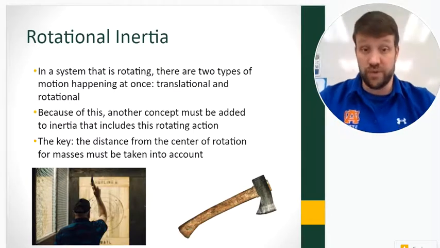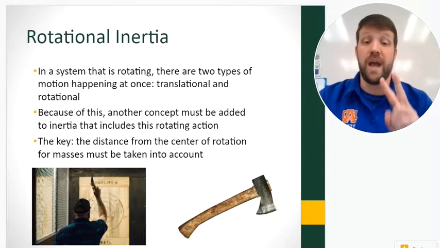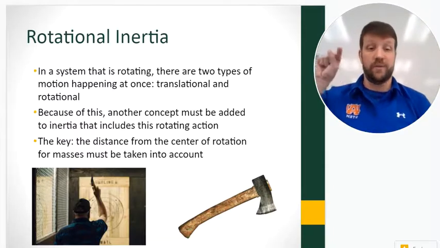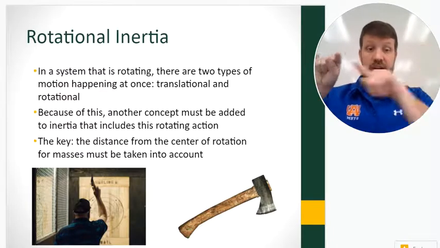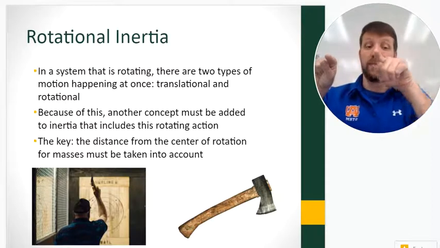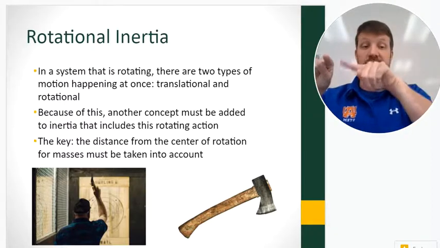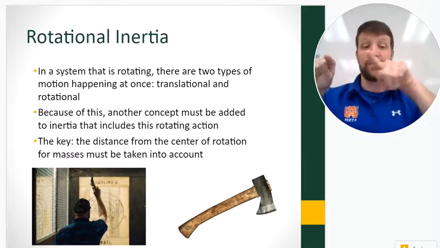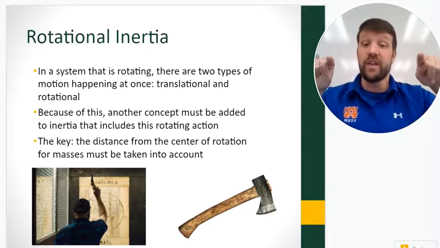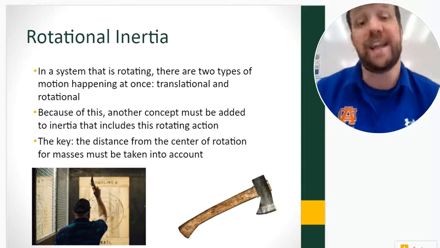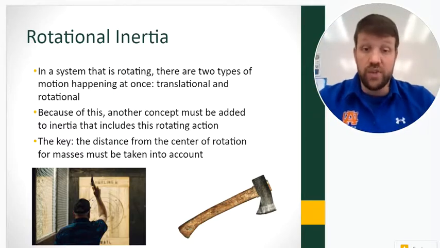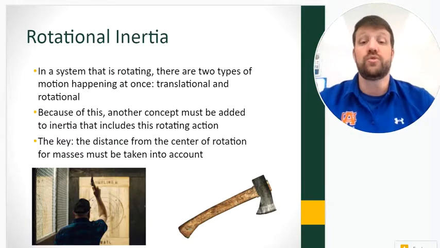In a system that is rotating, there are two types of motion happening at once. If an object is moving from here to here, we can look at it just like a point moving, like we've done so far. But if it's also rotating as it's moving, say you throw an axe from here to here, then there's that rotation that we need to take into account as well. So we must add inertia that includes the rotating action.